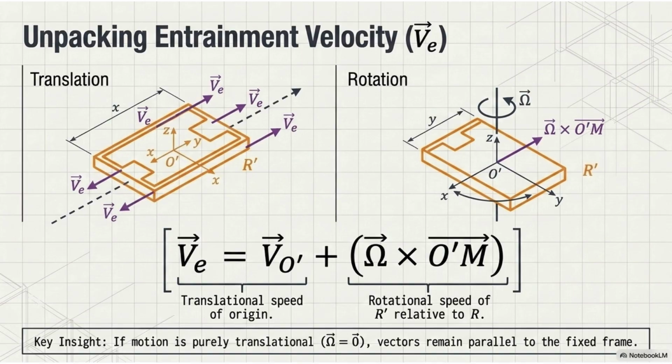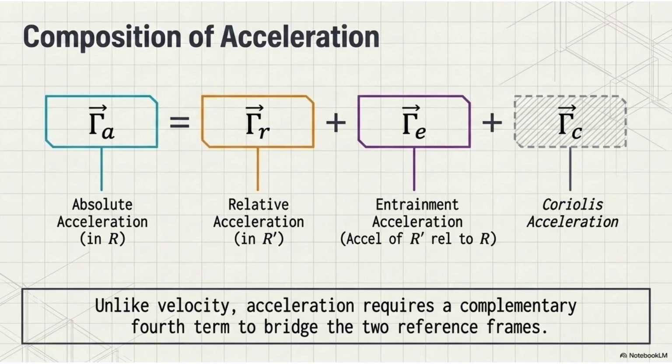Velocity composition is relatively simple, but acceleration composition is more complicated. The absolute acceleration is written as γ_a = γ_r + γ_e + γ_c. The first term, γ_r, is the relative acceleration measured in the moving reference frame. The second term, γ_e, is the entrainment acceleration produced by the translational and rotational motion of the reference frame. The third term, γ_c, is the Coriolis acceleration.